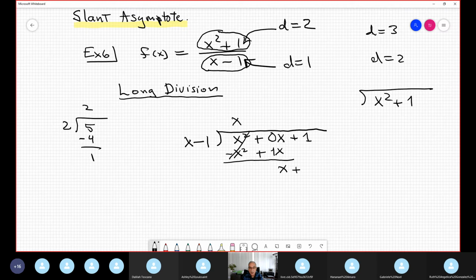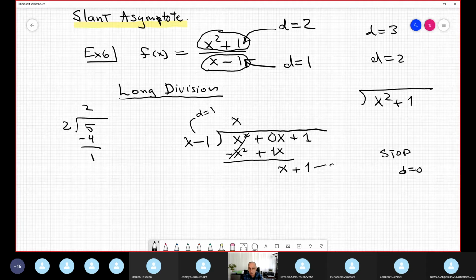Bring down 1. And we finish, no? Why not? Because you finish when the remainder, this polynomial, has degree less than that of the divisor. The degree of this one is 1, and you stop when you get degree 0 for the remainder. In this case, no, because the degree is 1. Right? So no, we continue, we keep going.